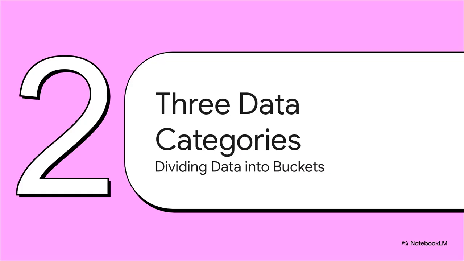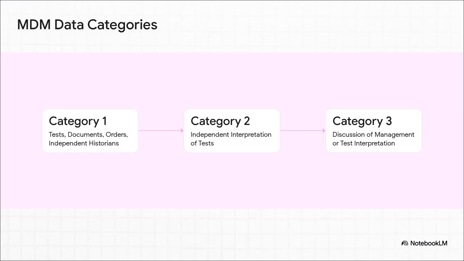Section 2. The 3 data categories. To make this massive amount of information actually manageable, the AMA divides data into 3 specific categories. We've got Category 1, which covers tests, documents, orders, and independent historians. Then there's Category 2, focusing on the independent interpretation of tests. And Category 3, which is all about the discussion of management or test interpretation.